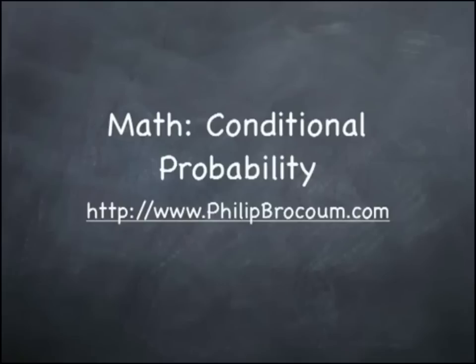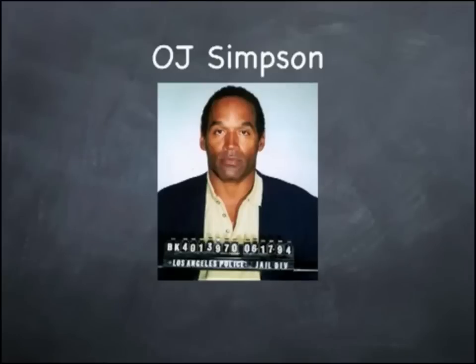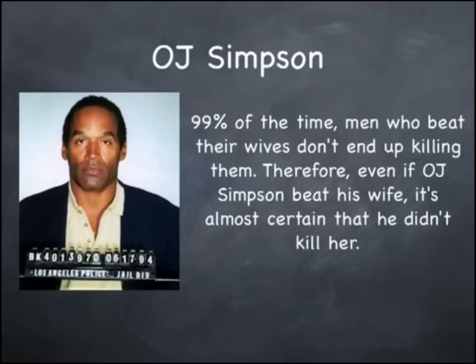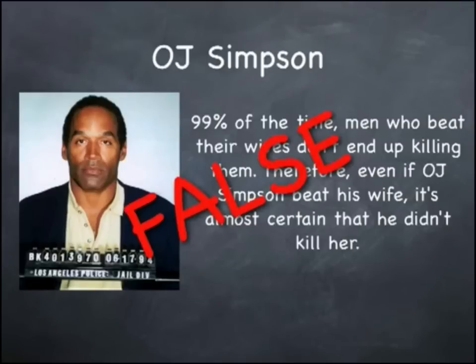I'm Philip Brokum, and this is an introduction to conditional probability. We're going to start with an example involving O.J. Simpson. During his trial, his defense lawyer used a statistic similar to the following. 99% of the time, men who beat their wives don't end up killing them. Therefore, even if O.J. Simpson beat his wife, it's almost certain that he didn't kill her. Now, even if that statistic is true, the conclusion is false, because an important statistic was left out.